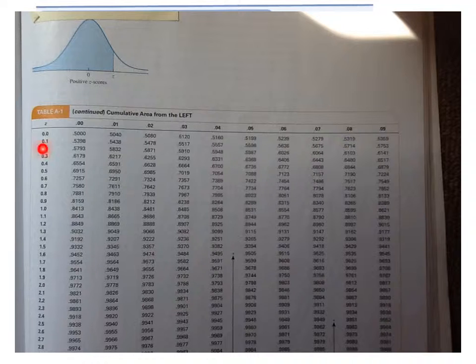So 0.28 is 0.2, and I'm going to go over to the 0.8 column. That's telling me that this blue area is 0.6103. And if you remember, my sketch from before was to the right, because I want to know greater than 15 years, so I have to do 1 minus that. That's where I get the probability, or I could change that to a percentage and find out the percentage of aircraft that last longer than 15 years.